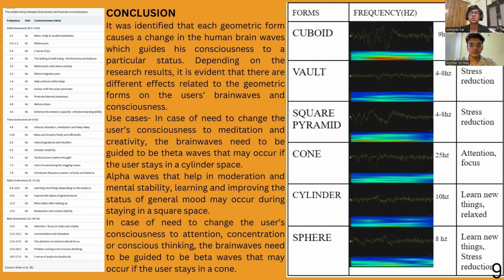The design choice is not arbitrary. It is based on the understanding that specific geometric shapes can influence human perception and brainwave activity. By aligning architectural design with neurophysiological principles, we can create spaces that are not only aesthetically pleasing but also scientifically optimized for their intended use. Thus, this research establishes the layout for a design tool which in future will assist architects and designers.